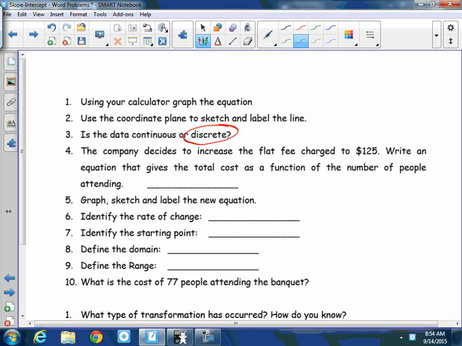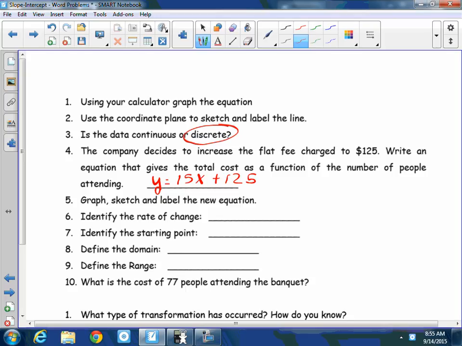So the back of that first page should be number 2, correct? The company decides to increase the flat fee charge to 125. Write an equation that gives the total cost as a function of the number of people attending. So now it's not 95, it's 125. So how would my equation change? Y equals 15x plus 125.